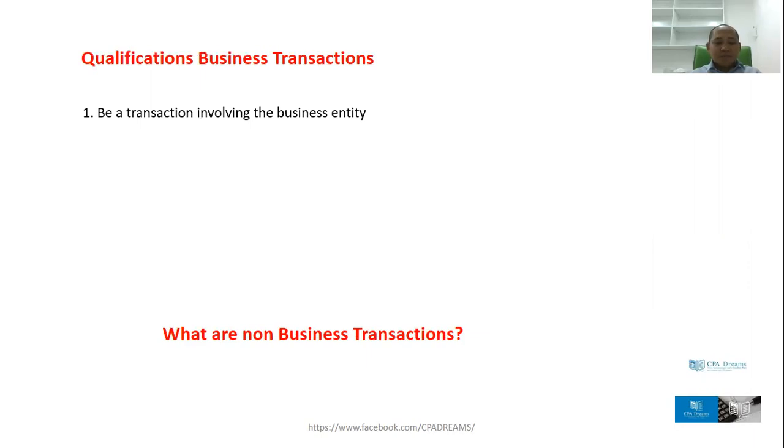So if the owner is using the business for his personal use, then that is not part of the business transactions itself. For example, the owner bought a car for his own personal use, then it is not a business transaction, it is a non-business transaction. Another qualification is that it is of financial character. Here the monetary principle comes in, or it should be in a certain amount of money, or it should be measurable and have a peso equivalent.